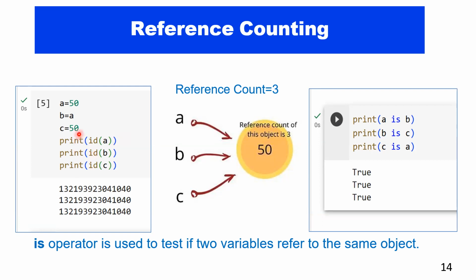With the third statement, C equal to 50 again. 50 is already there, so the variable C will be made to point to the same object which is storing the value 50. After these three assignment statements, the reference count of this object becomes 3, because totally 3 variables are referring to the same object with the value 50.